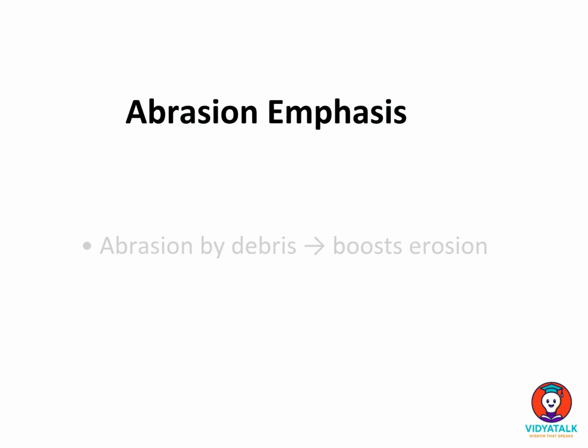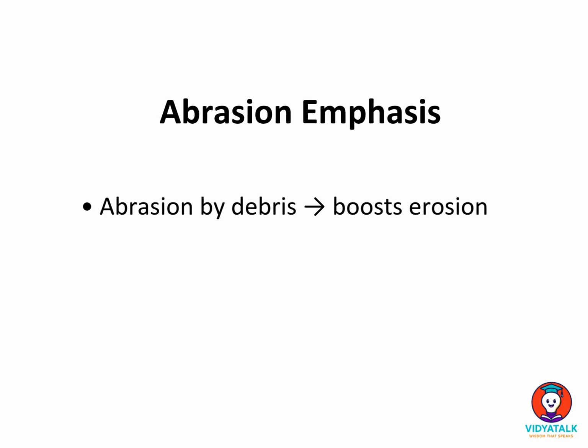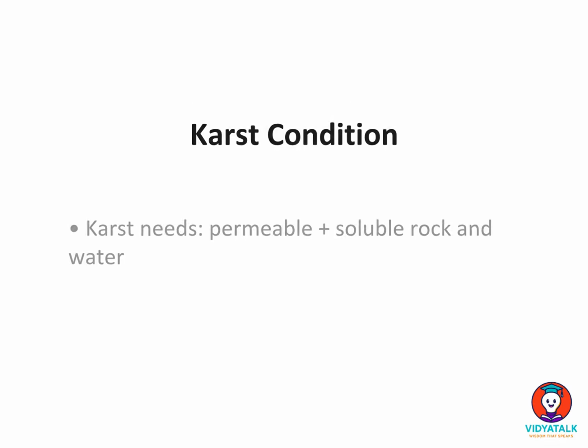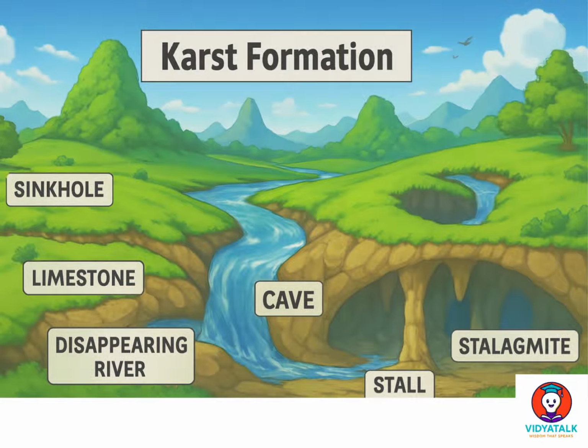Abrasion emphasis. Erosional agents carry rock fragments that abrade surfaces. This greatly aids erosion. Karst condition. Karst landforms only develop where rocks are permeable and soluble and where water is available to dissolve them.